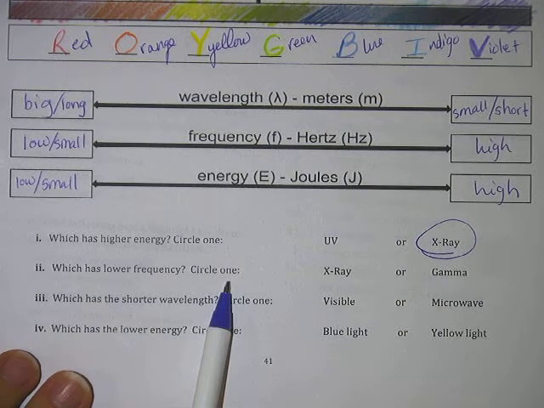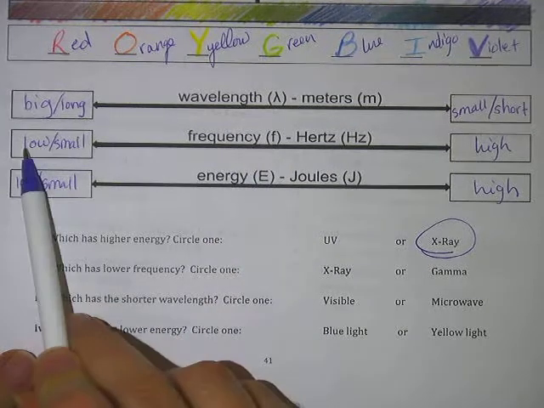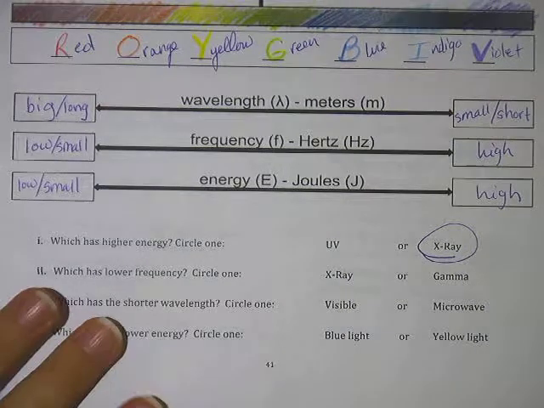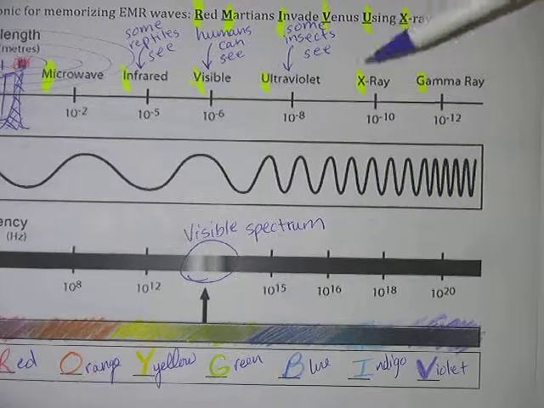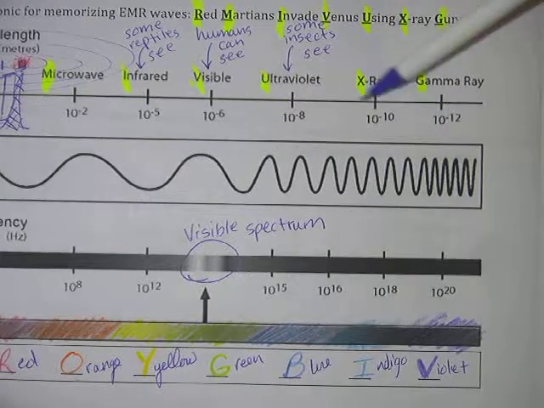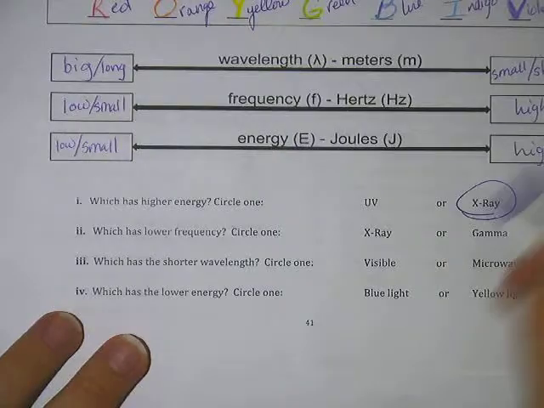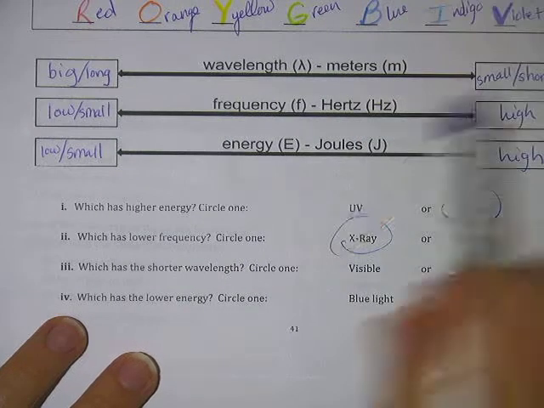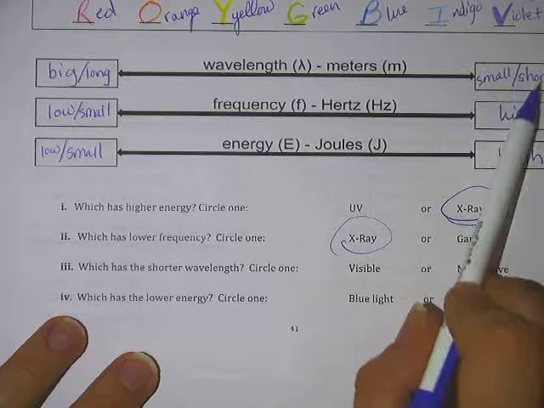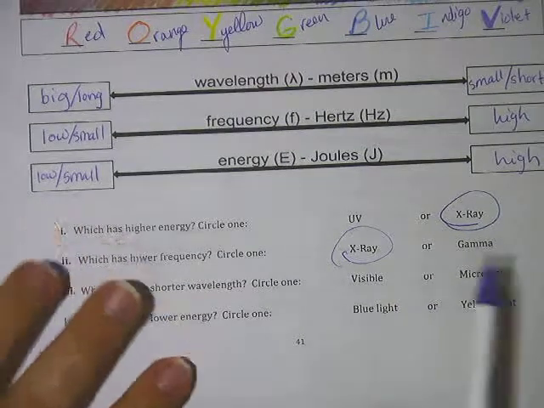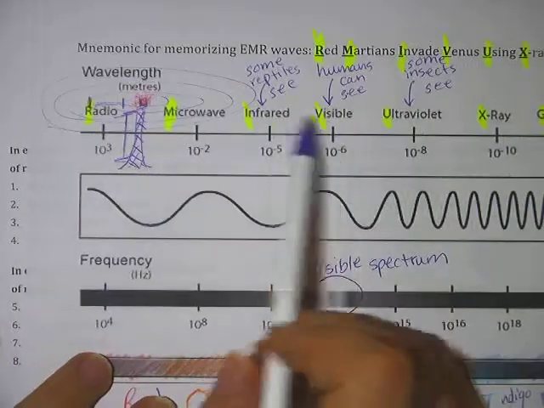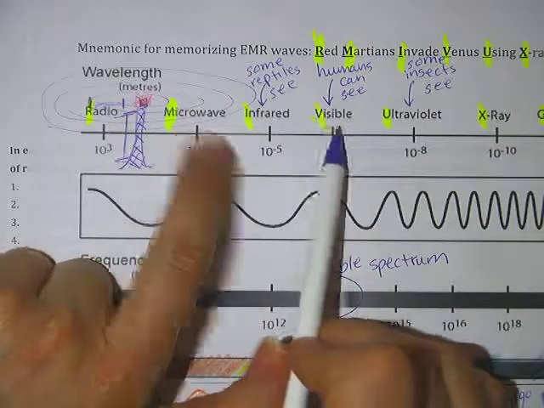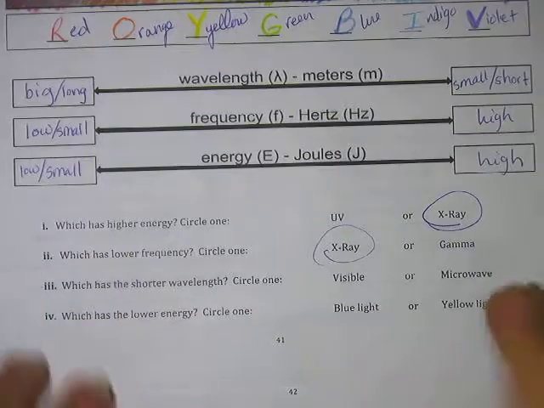Which has a lower frequency? I know that frequency is going to be low on the left. So X-ray versus gamma, which one's further left? If I look up here, X-ray's further left. That's going to be a lower frequency. Shorter wavelength, I know that my wavelength is short on the right side. Visible versus microwave, the one further right has the shorter wavelength, so that's going to be visible.